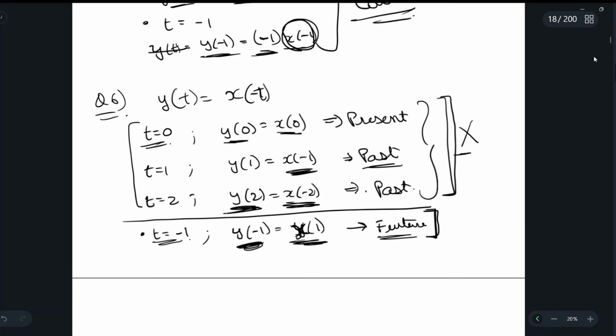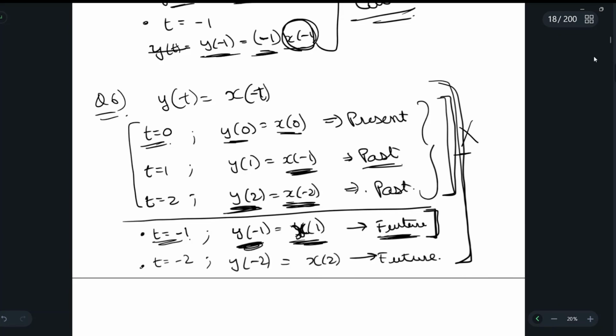In some cases we might not, but in this case we are getting a future value also. Let me give you another example. Suppose we took t is equal to minus 2, then we would have got y of minus 2 is equal to x of 2, which is also the future. So we will take all these values, that is for the zero value of t, for positive values of t, and for negative values of t. And on doing that, you will get present, past, as well as future. So we know that whenever future is there, then the system is non-causal.